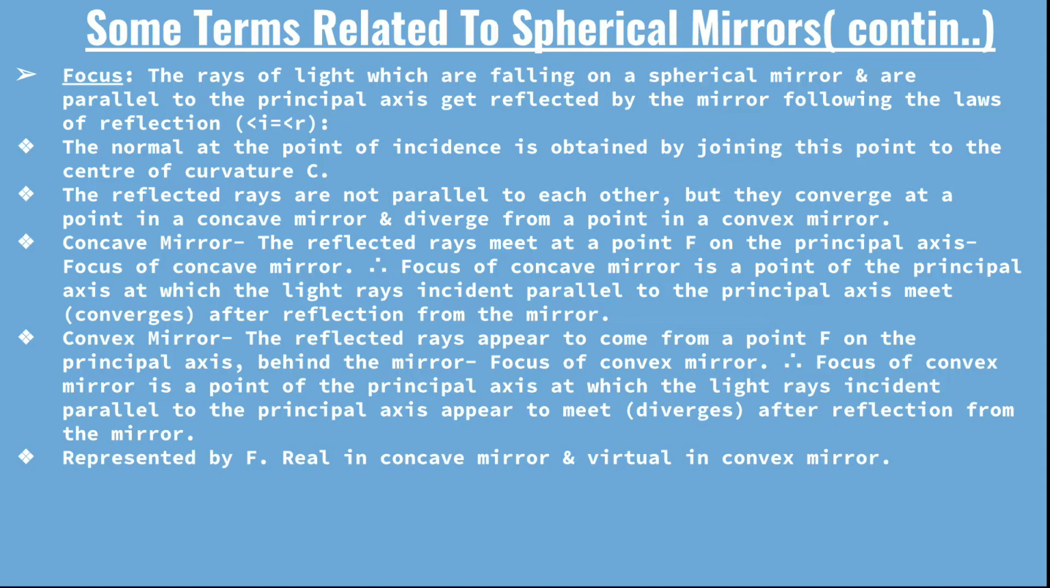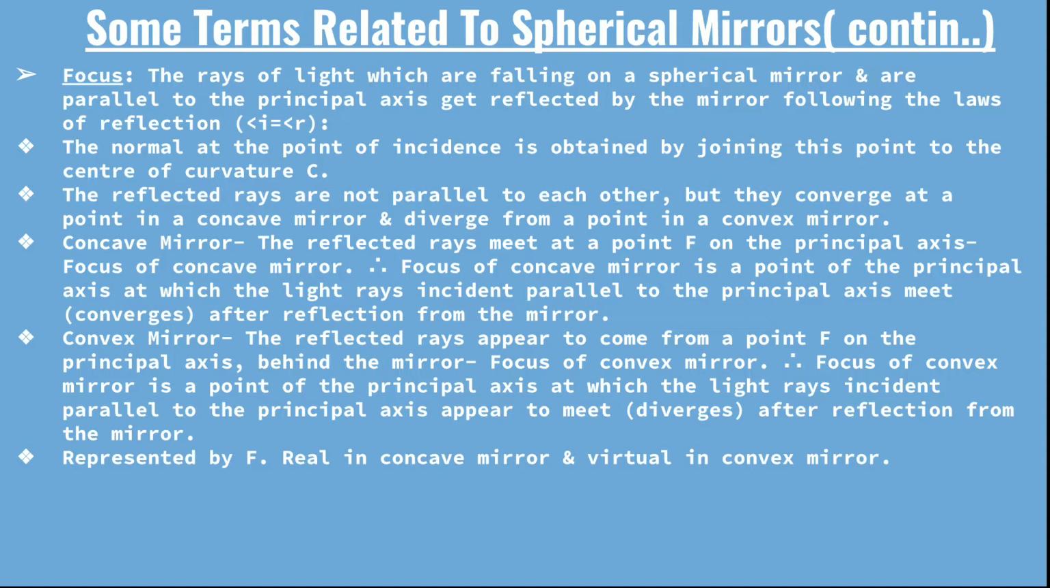The reflected rays are not parallel to each other, but they converge at a point in a concave mirror and diverge from a point in a convex mirror. See, what happens when the light rays fall on the spherical mirror, parallel to the principal axis? After reflection, they either converge, that is, meet at a point in a concave mirror, or they appear to diverge from a point in case of a convex mirror. That is called the focus of the spherical mirror.